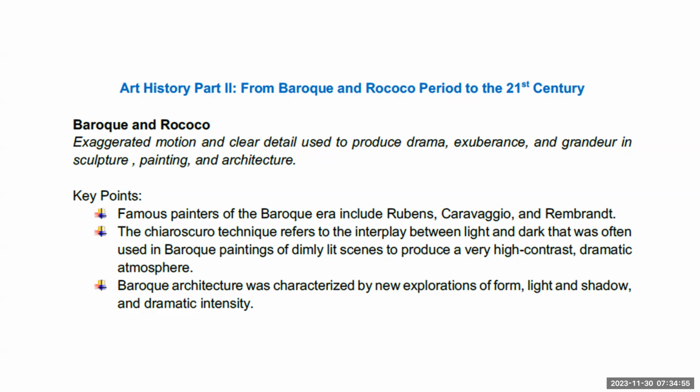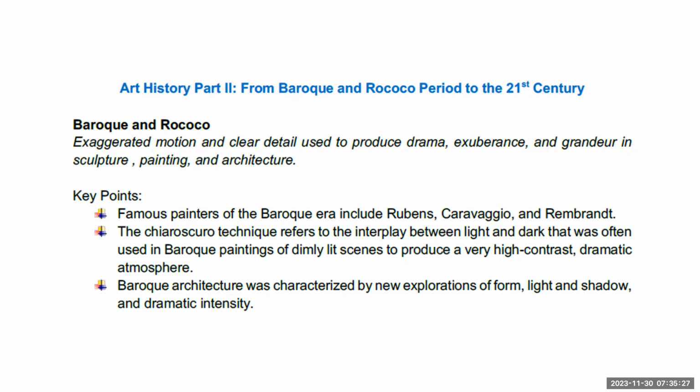What are the key points in this particular period? Famous painters of the Baroque era include Rubens, Caravaggio, and Rembrandt. The chiaroscuro technique refers to the interplay between light and dark that was often used in Baroque, as we have discussed before, of dimly lit scenes to produce a very high contrast, dramatic atmosphere, while Baroque architecture was characterized by new explorations of form, light, and shadow and dramatic intensity.